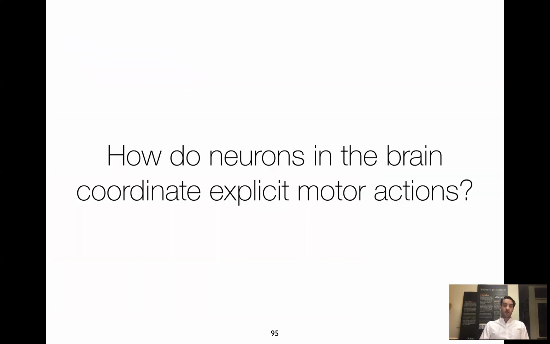So what is going on in the brain such that the neurons can dictate explicit motor actions? If you want to reach for a bottle, or grab, I don't know why I have it on my desk, but I do, a chopstick, what is going on in your motor system such that you are able to move in these explicit goal-directed ways?